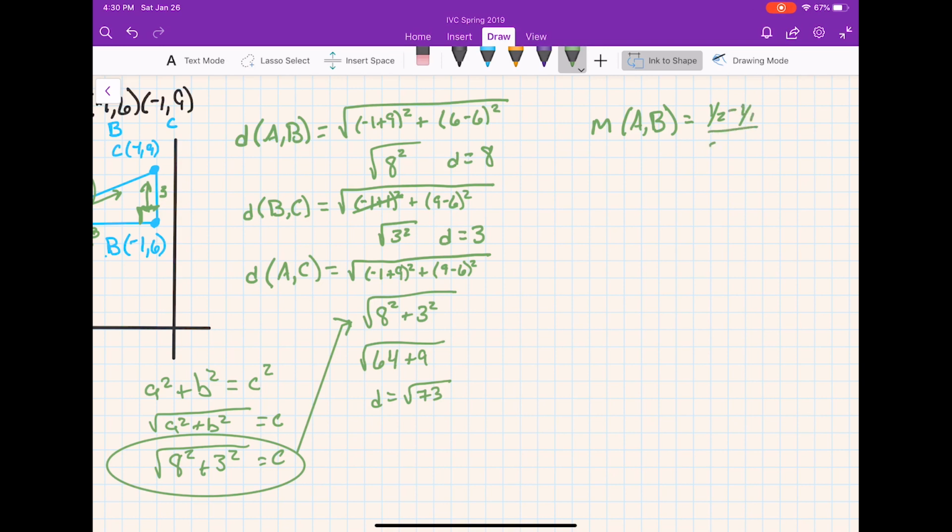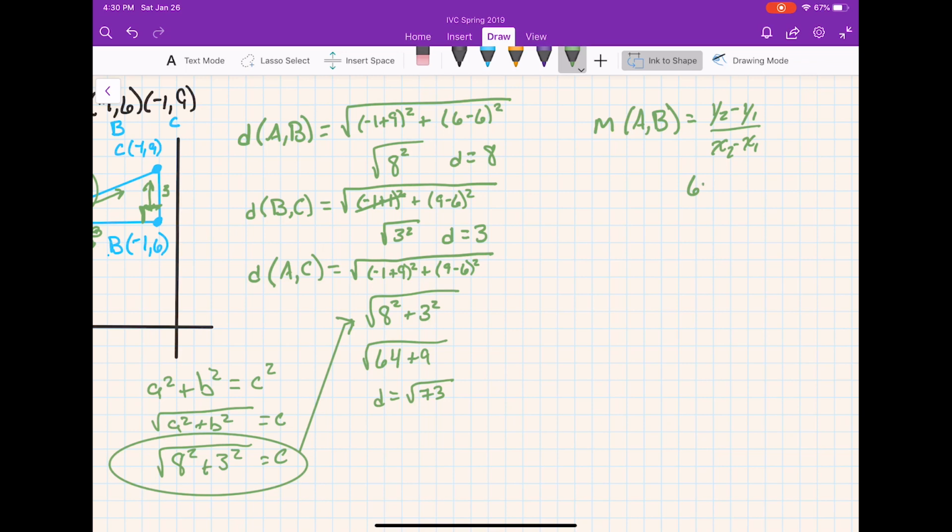So I know that the slope of a line AB, between A and B, is going to be y sub 2 minus y sub 1 over x sub 2 minus x sub 1. So if I plug those in for my A and my B, I get 6 minus 6 over negative 1 plus 9, which is ultimately going to be 0, because 6 minus 6 is 0 and 0 divided by anything is 0. So 0.